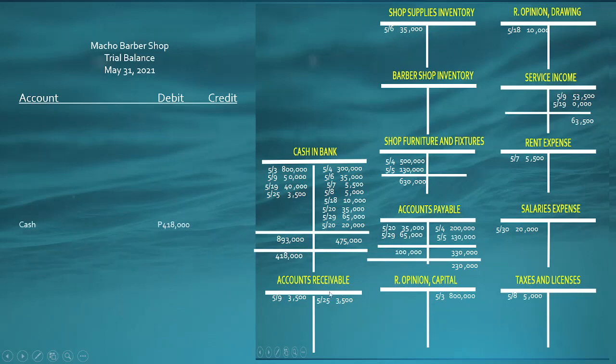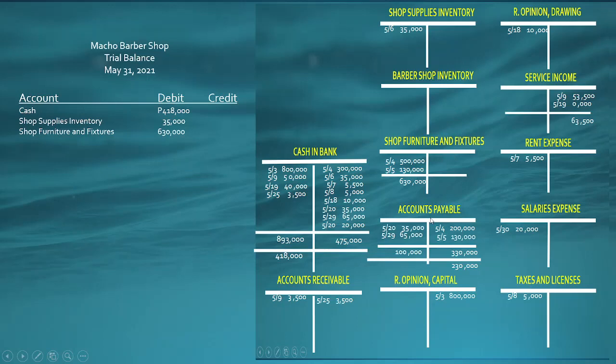For the cash, it is written under the debit because the balance is debit. How about the next one, the accounts receivable? It is 0. Therefore, is there a need to write that one? No. Next is the shop supplies inventory, 35,000. Next asset account is the shop furniture and fixtures, debit balance of 630,000. So that's it. No more assets.